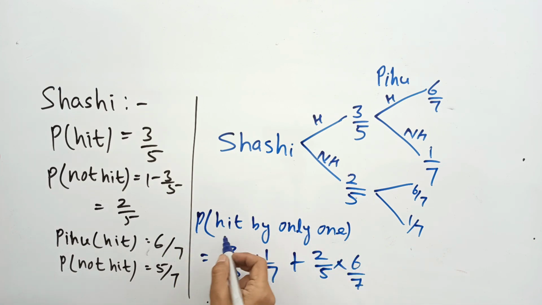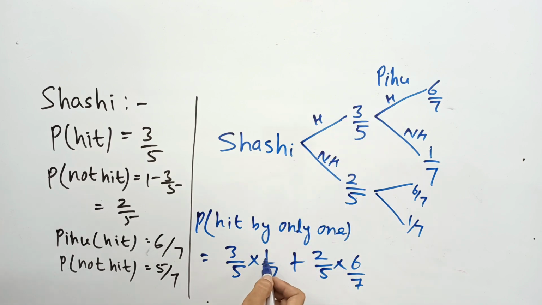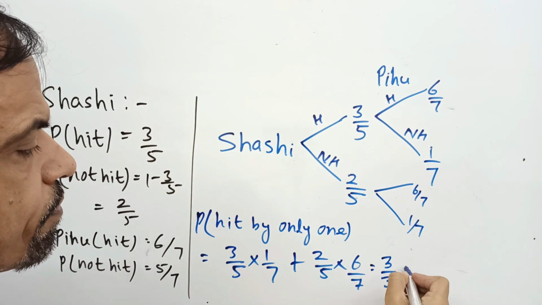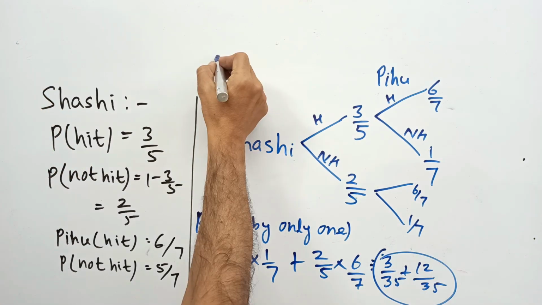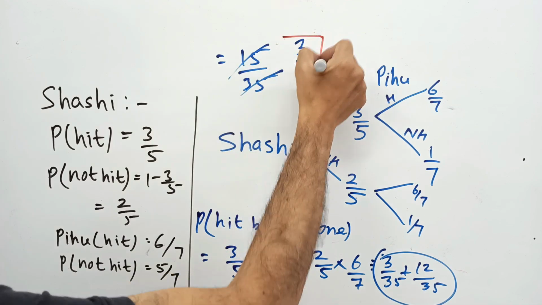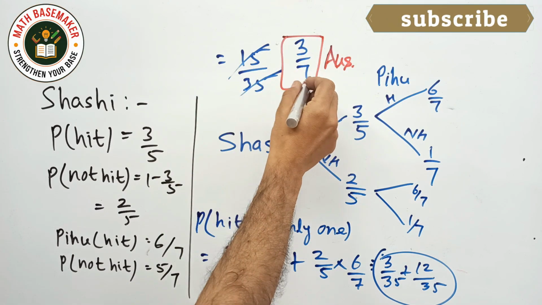देखिए probability जब सिर्फ एक जो है टारगेट करेगा तो उसमें क्या होगा, 3 upon 5 मीन्स जब शशि हिट करेगा तो PU हिट नहीं करेगा. प्लस दूसरा चांस क्या है, शशि हिट नहीं करेगा तो फिर PU हिट करेगा. तो ये कॉम्बिनेशन हमको आंसर देगा, it is 3/35 plus 12/35. So this is 3/7, this is the answer. The probability that only one will hit the target.